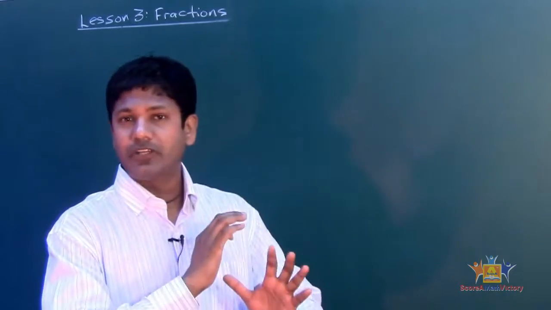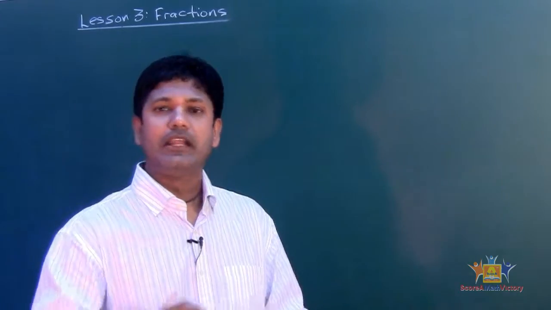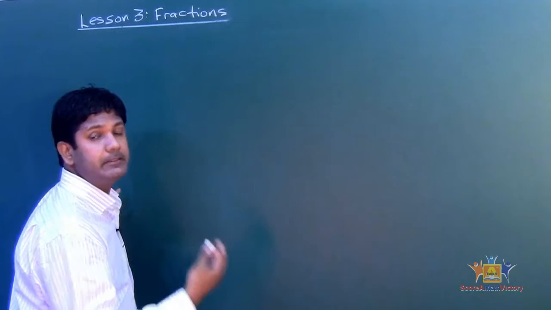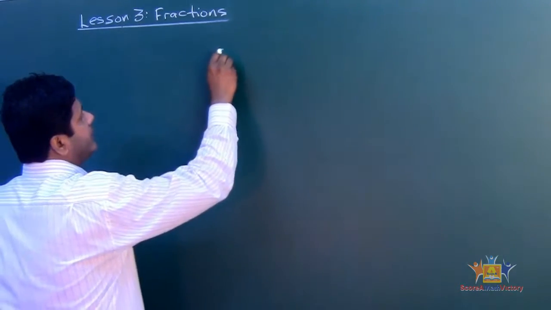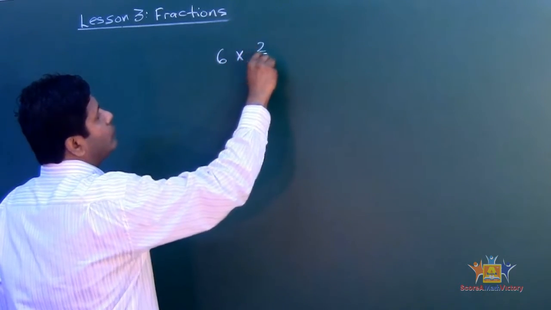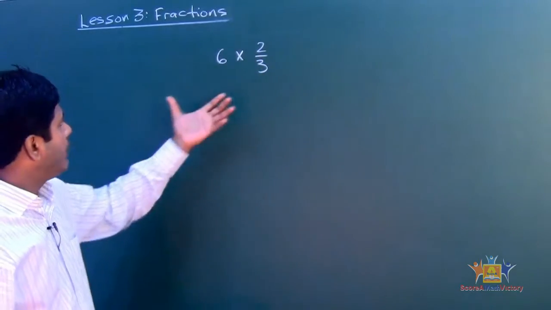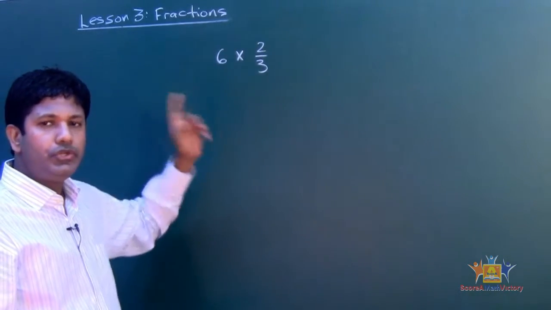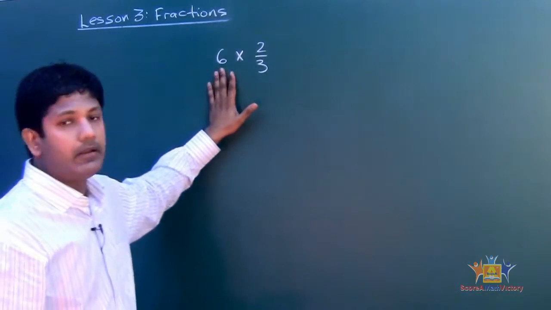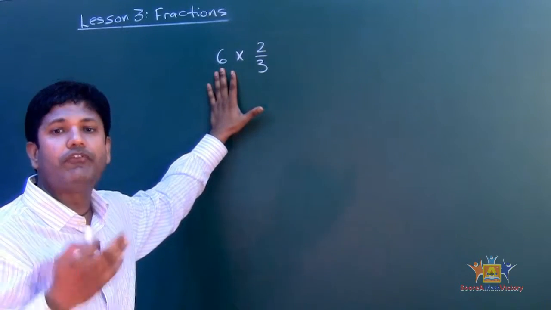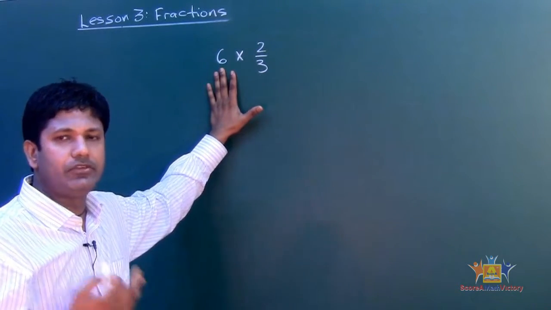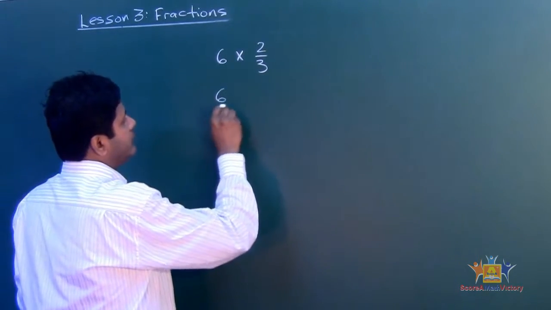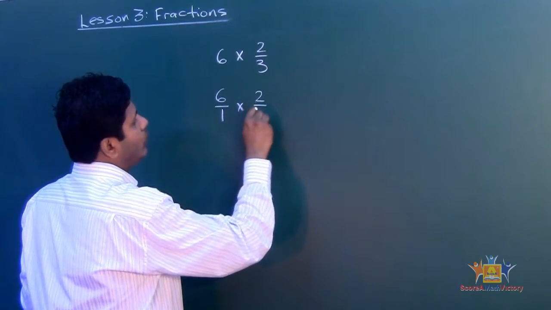Okay, let's talk about multiplication with a fraction. Let's say I give you a round number, or in other words a whole number, multiplying with a fraction. Let's say 6 times 2 over 3. Whenever you have a whole number multiplying with a fraction, you have to convert that whole number into a fraction. So how do we convert 6 into a fraction? 6 over 1. So 6 over 1 times 2 over 3.